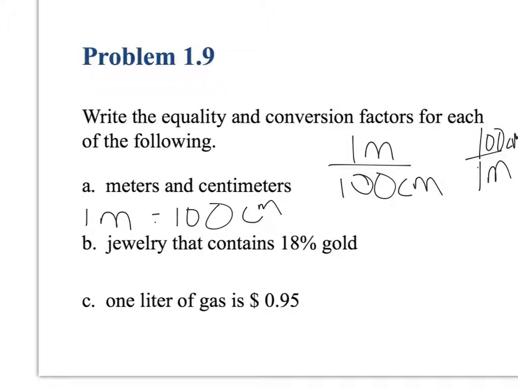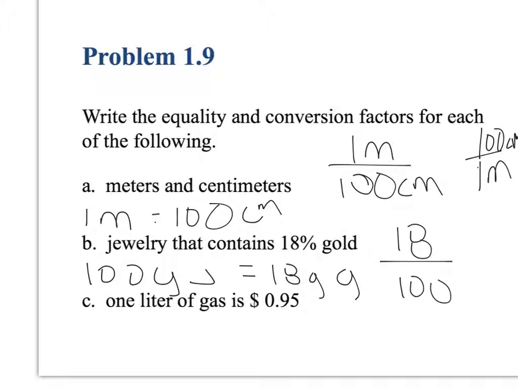So if we say jewelry that contains 18% gold, the equality will be 100 grams of jewelry equals 18 grams of gold. So we could do 18 grams of gold over 100 grams of jewelry, or 100 grams of jewelry over 18 grams of gold.